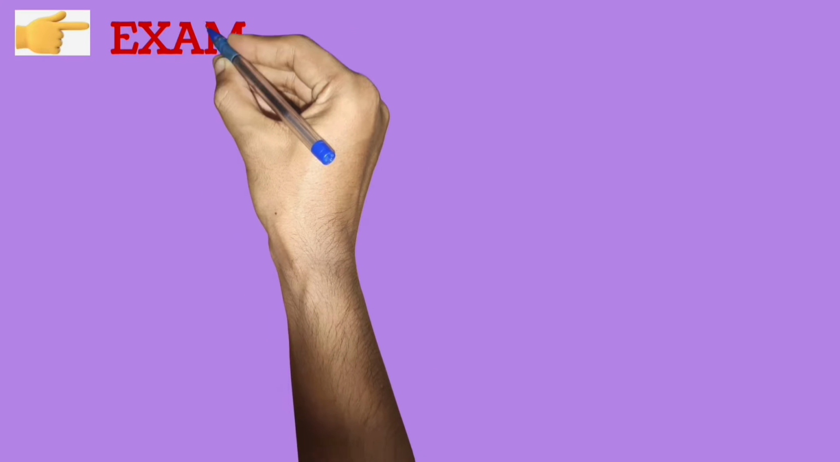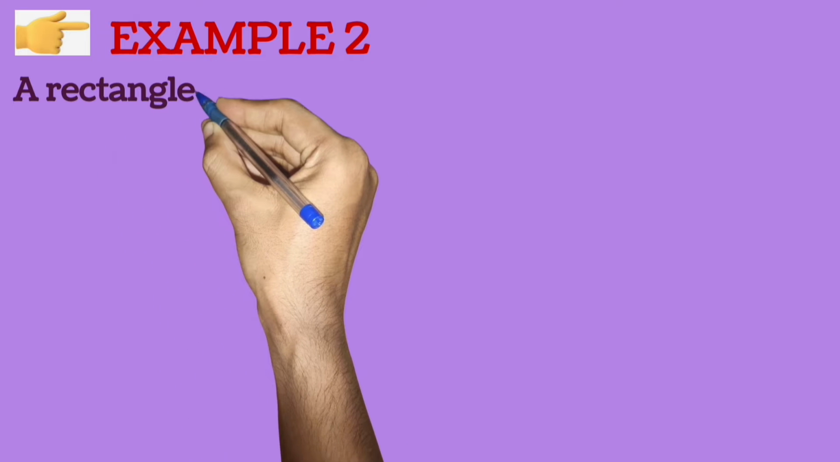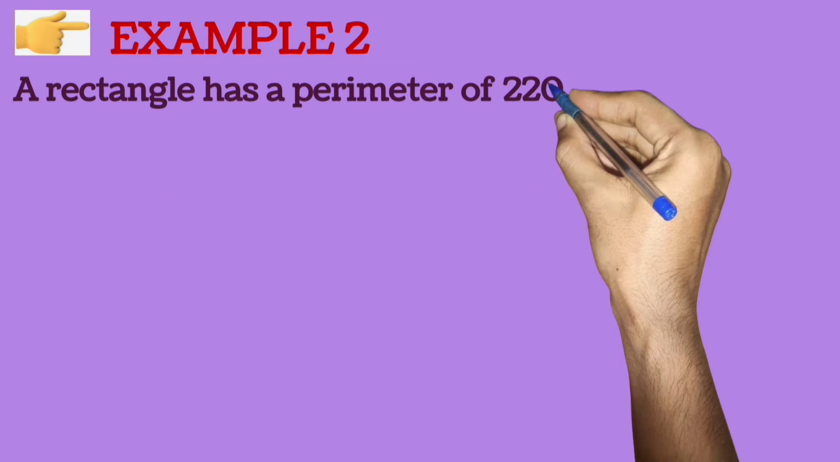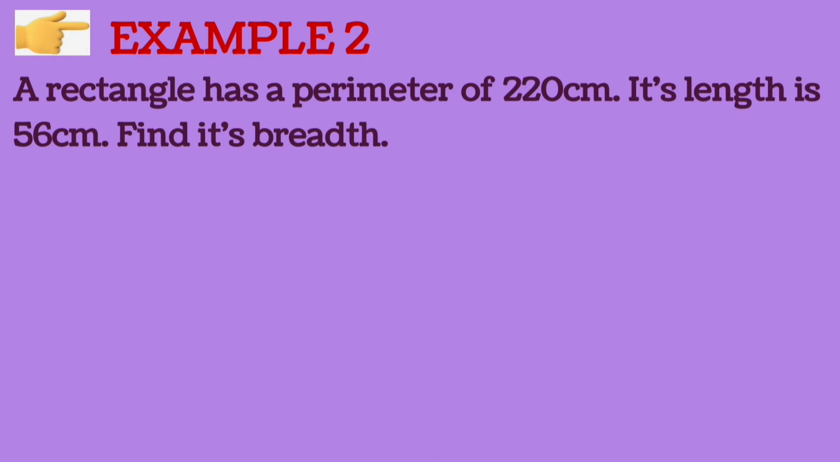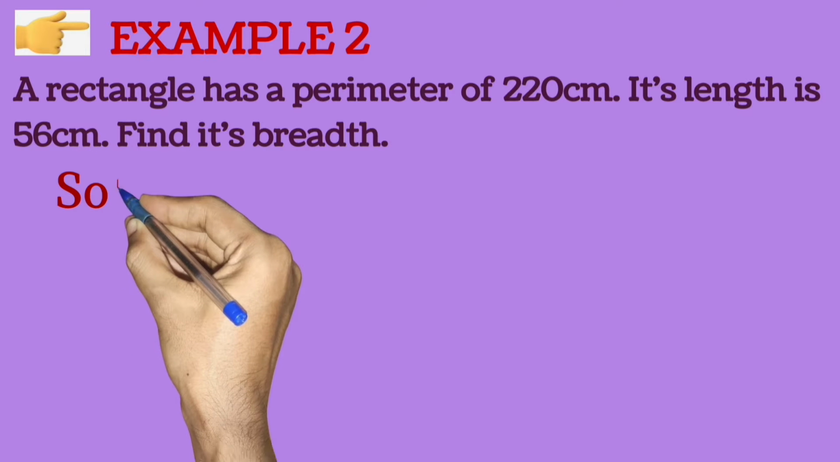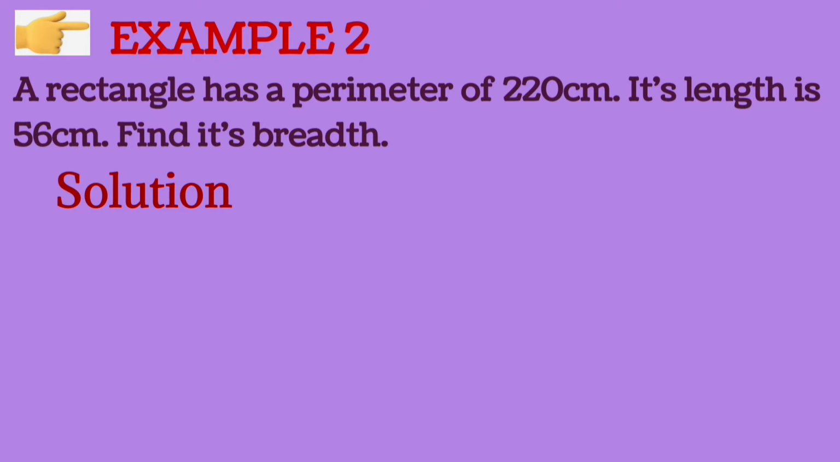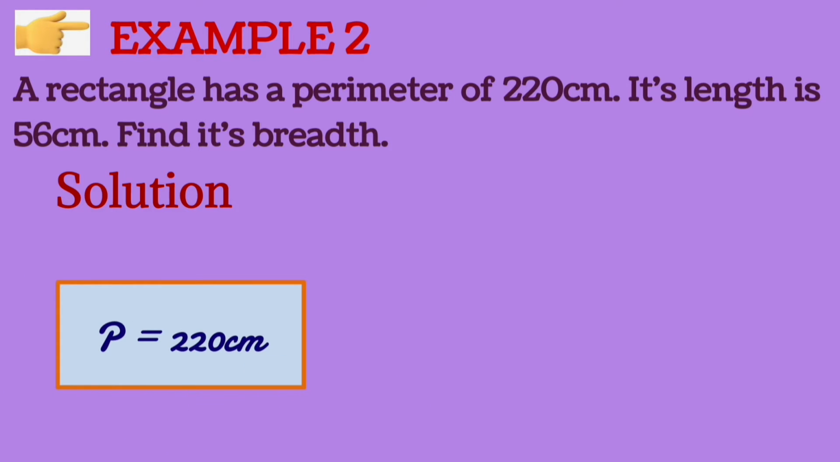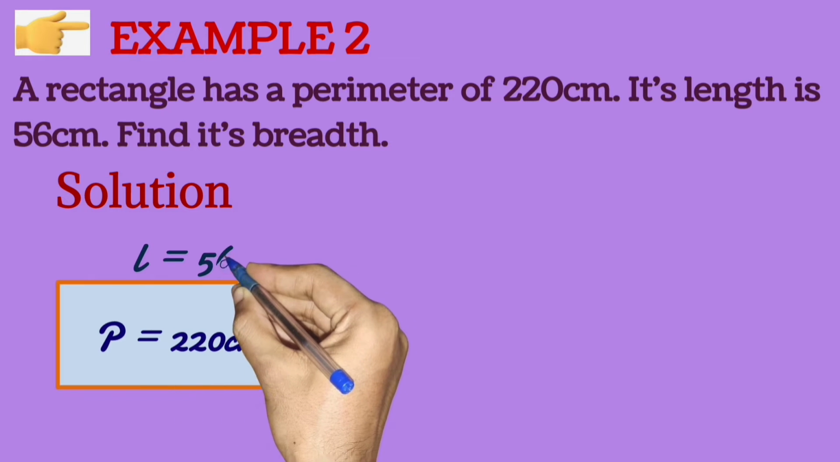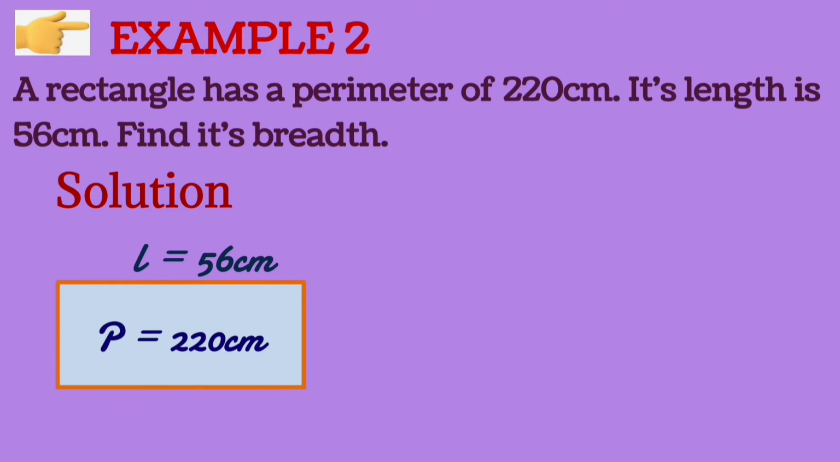Here is the second example. A rectangle has a perimeter of 220 centimeters. Its length is 56 cm. Find its breadth. Here is the solution. You are given that the perimeter of the rectangle is 220 cm and its length is 56 cm. Recall that the formula for calculating the perimeter of a rectangle is length plus length plus breadth plus breadth.